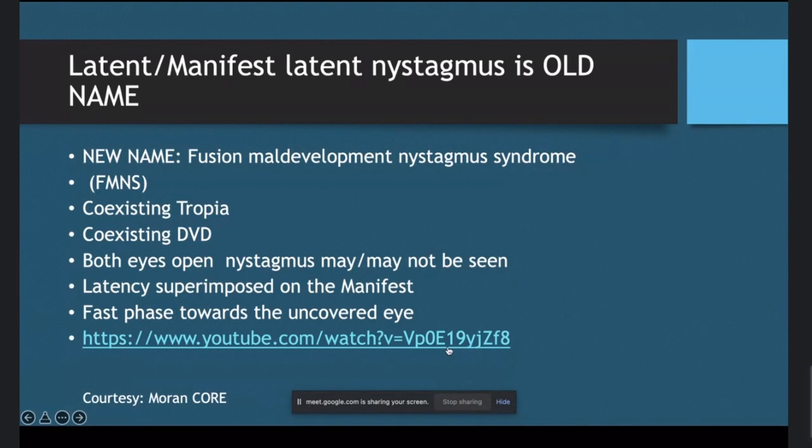One more time. Now it is called fusion maldevelopment nystagmus syndrome. Coexisting tropia, esotropia in this case, coexisting DVD, both eyes open, very minimal nystagmus. Latency is superimposed on the manifest, and the fast phase is away from the covered eye, towards the uncovered eye, correct? Fast phase is away from the covered eye, it's towards the uncovered eye.